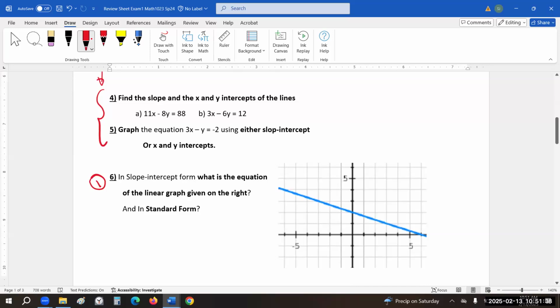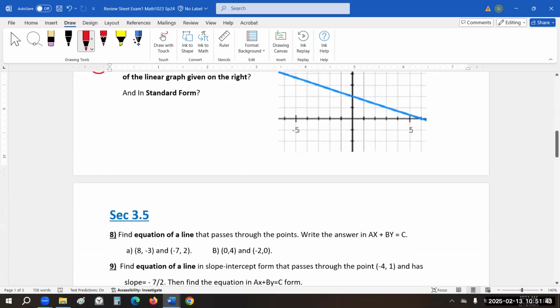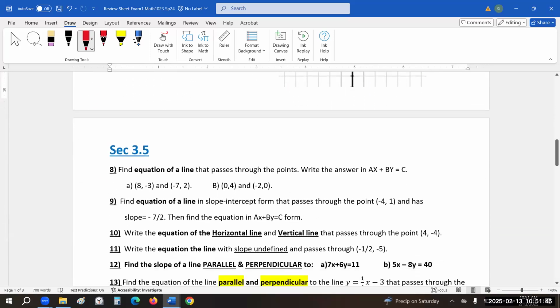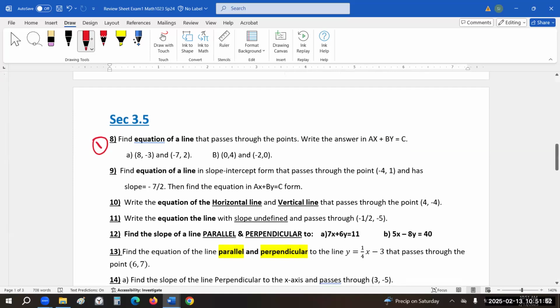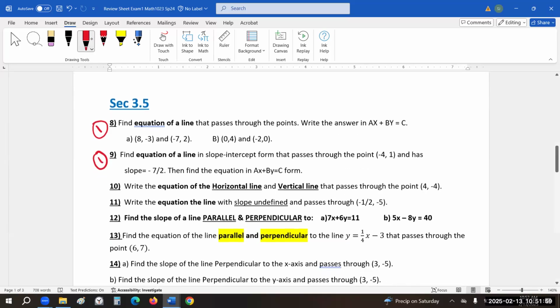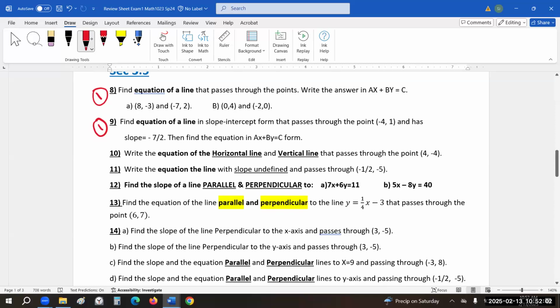Definitely find the equation from the graph. So one of these. Find the equation of the line that goes through 2 points. One of these. Find the equation of a line with slope and point. Find parallel and perpendicular line. One for parallel, one for perpendicular.